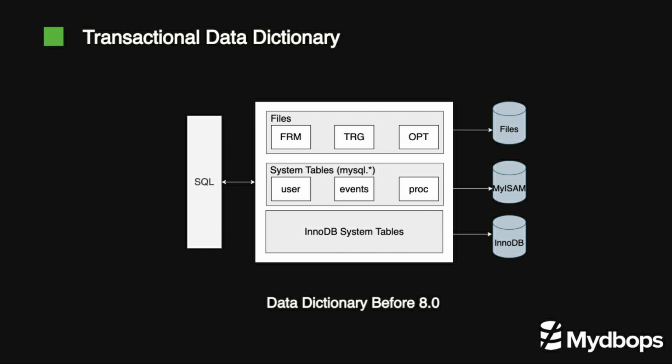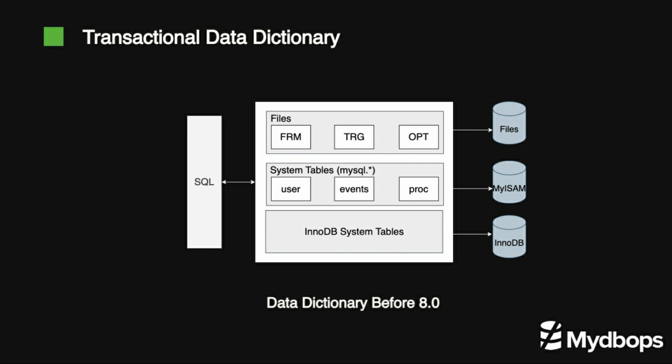A data dictionary means the structures, like the structure of your schema. Those were stored in various places earlier, like in the file system, in MyISAM tablespaces, and InnoDB. Those are now consolidated and put in a much better fashion that we are going to look into in upcoming slides.